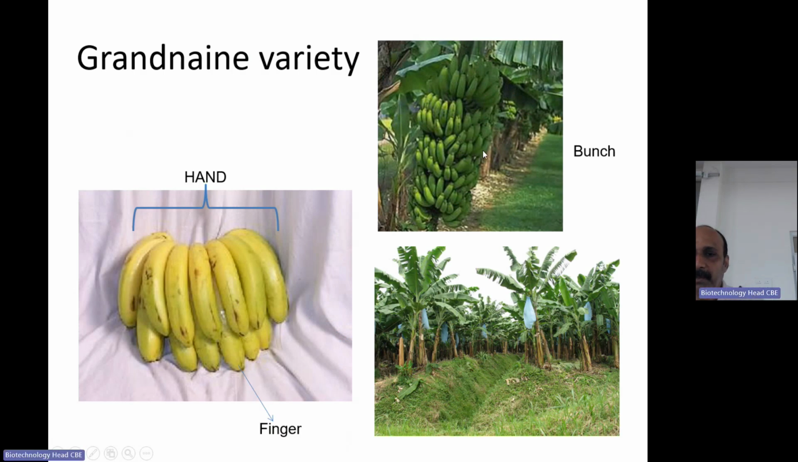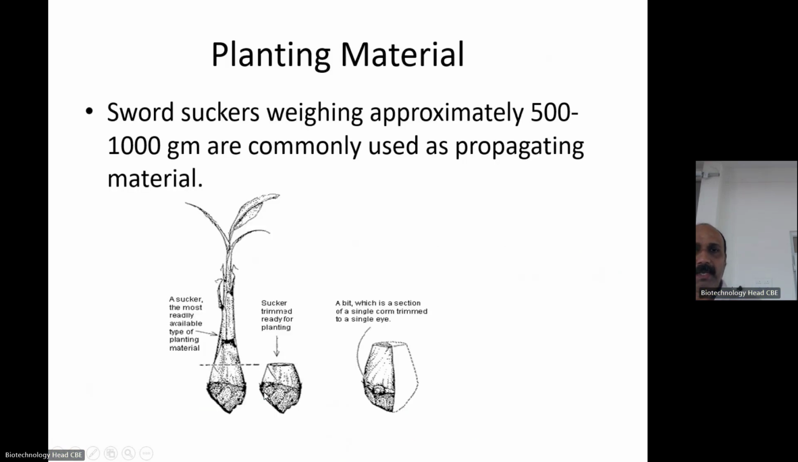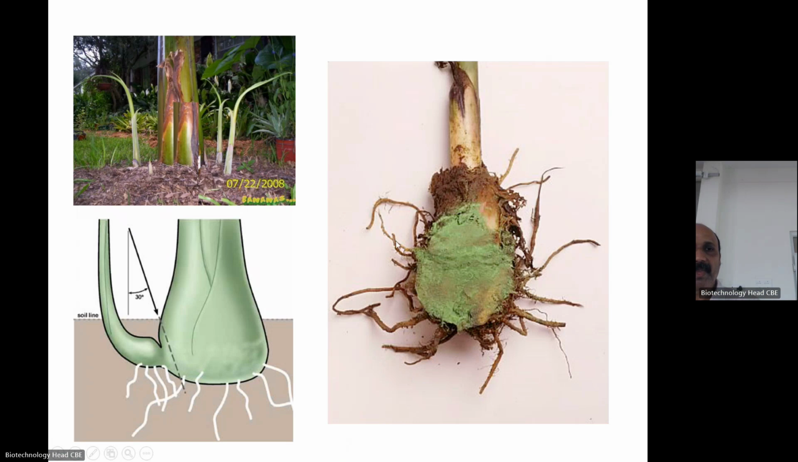So, the banana bunch when transplanted into the field. This will be the entire bunch, each individual part is called a hand, and each individual fruit is called a finger of the banana. The planting material would be the sword suckers weighing around 1 kg, commonly used as the propagating material. So you cut it, trim it, and all the sheath around it needs to be removed. So you get only this kind of sword suckers, right? Not broad-leaved suckers. You remove all others.